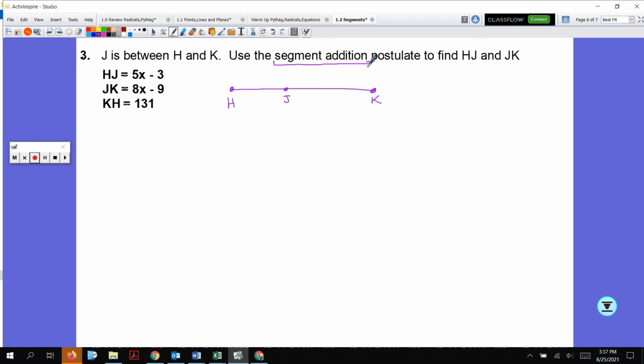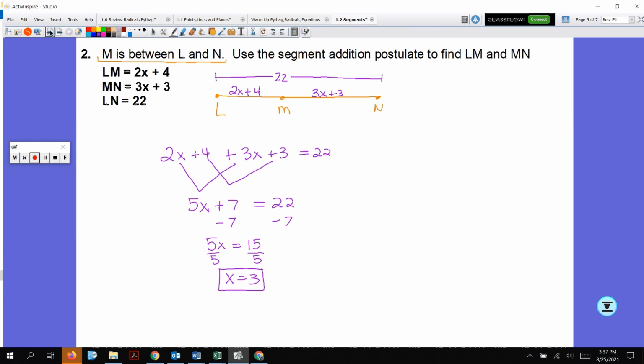Oh, you know what I didn't do? I didn't plug it back in. Oh my gosh, I got to go back, guys. Because we found what X was, and I was like, hey, I'm fine with that. But what do I need to know? I need to find the length of LM and the length of MN. So we're going to plug that 3 back in.